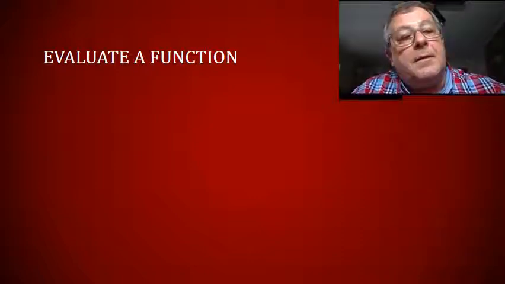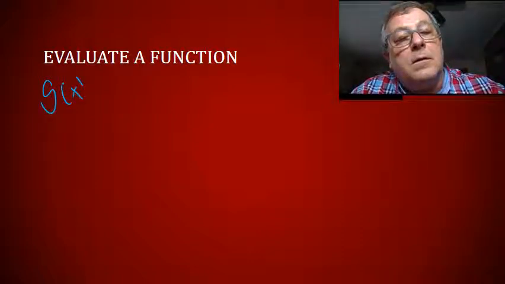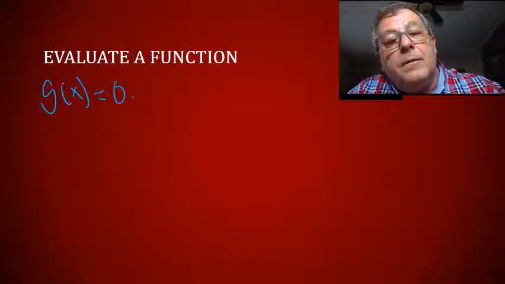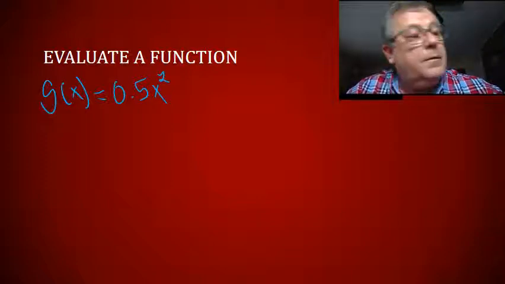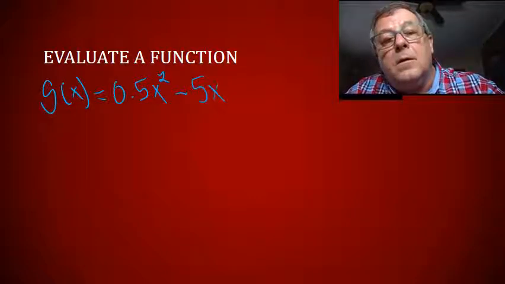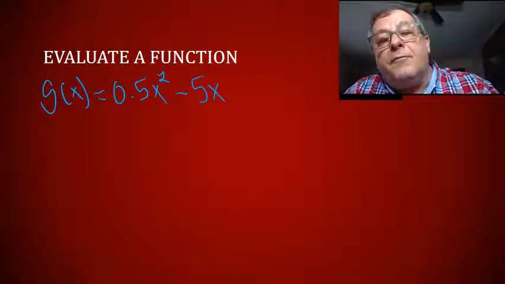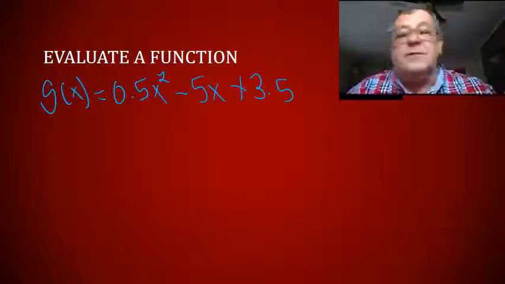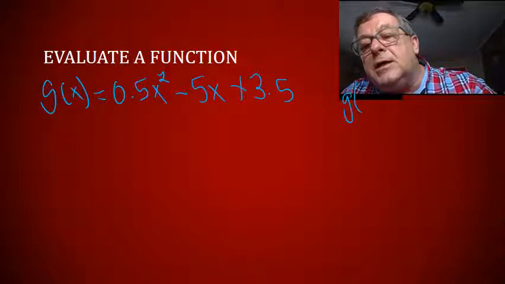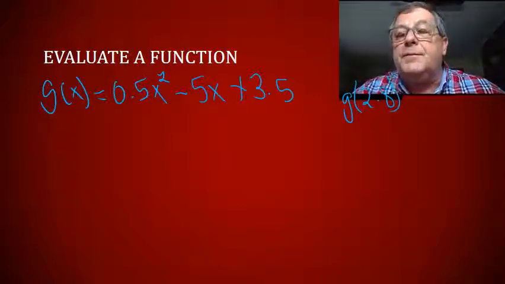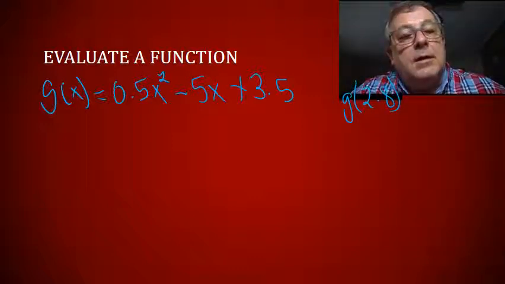We're given that g of x equals 0.5x squared minus 5x plus 3.5. And then we're asked to find g when x is 2.8. All right, so we're just going to substitute in 2.8 everywhere we see an x, and then we're going to plug and chug. So let's see here.